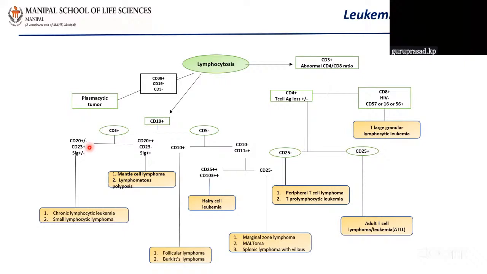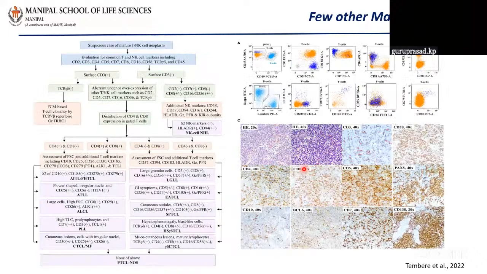If CD23 is positive, then there may be a chance that the person is suffering from chronic lymphocytic leukemia or small lymphocytic lymphoma. If CD20 is positive whereas CD23 is negative, then the person is suffering from either mantle cell lymphoma or lymphomatous polyposis. If CD5 is negative, then again you have to go for CD10 positive or CD10 negative. CD10 positive means you can think of follicular lymphoma, Burkitt's lymphoma, hairy cell leukemia. Based on the markers, you can identify the different kinds of cancers.